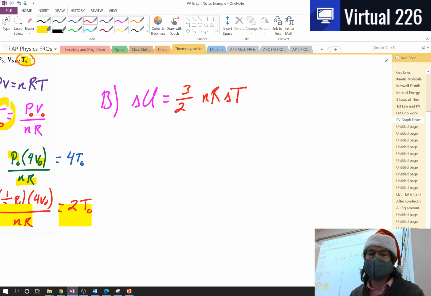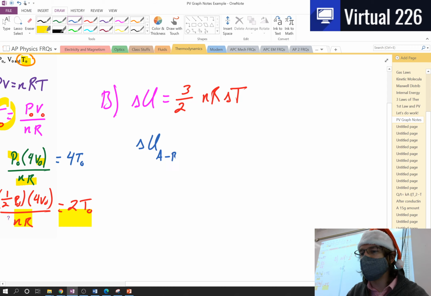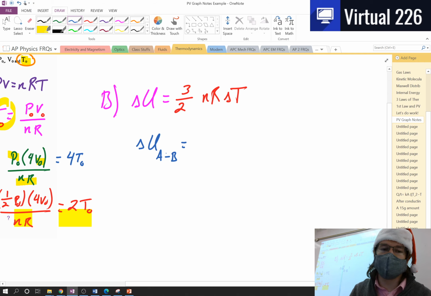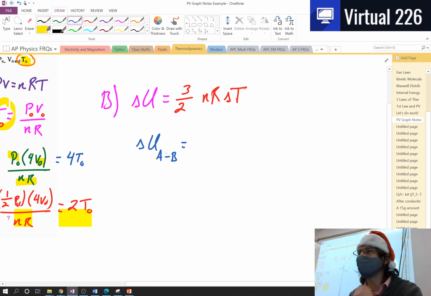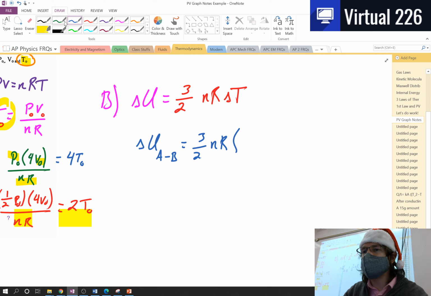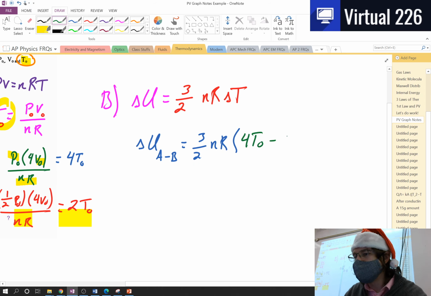So in doing this, if we wanted the change of internal energy from A to B, remember this is final minus initial, so we're putting the B temperature first minus the A temperature. We're going to have 3/2 nR, and then this is going to be the temperature at B, which is 4 T naught, minus the temperature at A, which is just T naught.